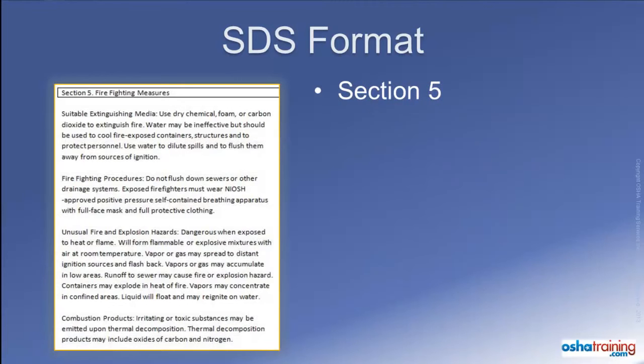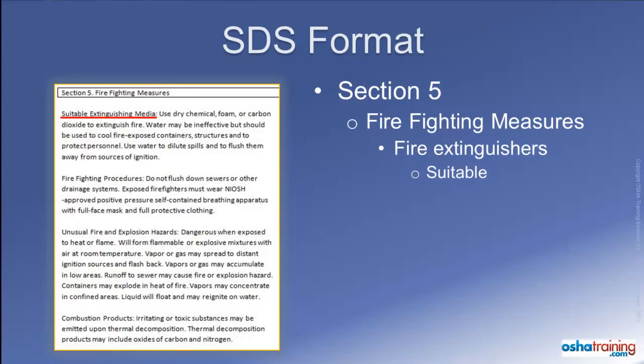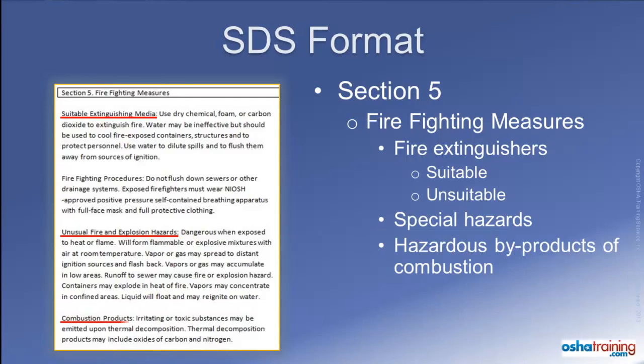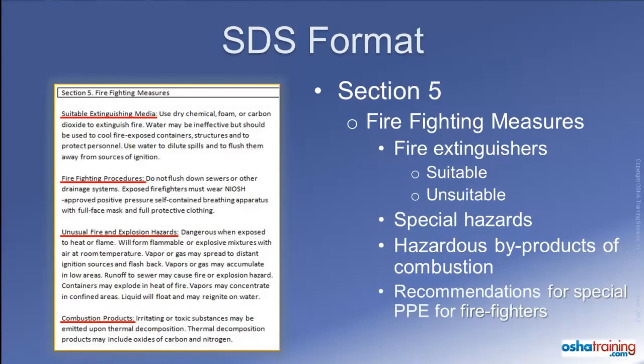Section 5 provides the manufacturer's recommendations for fighting a fire that involves their product. Here you will find a recommendation for the most suitable type of equipment for extinguishing a fire involving the product, as well as information about extinguishers that are not appropriate for use. You will also find details about specific hazards that may develop when the product is involved in a fire, as well as hazardous byproducts that may be generated during the combustion of the chemical. And in some cases, you may see recommendations for special protective equipment or precautions to be utilized by fire brigades or firefighters.